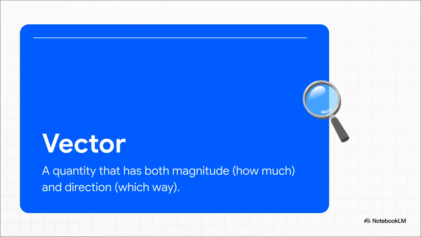So what on earth is a vector? It's actually really simple. It's just a measurement that tells you two things: how much of something there is and which way it's going. That's it. We usually draw them as arrows, where the length of the arrow shows the how much, the magnitude, and the direction it's pointing is, well, the direction.